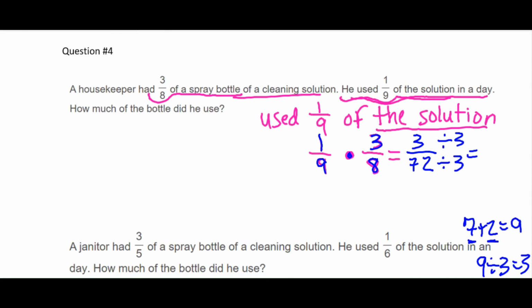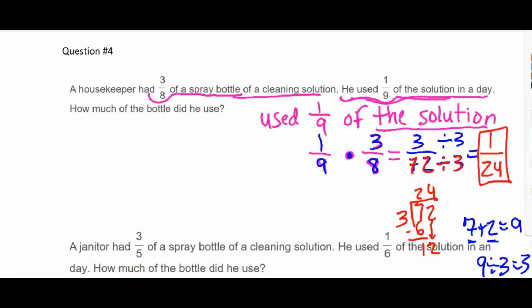3 divided by 3 for the numerator equals 1. And then 72 divided by 3 for the denominator equals, let's find out, 72 divided by 3. 3 goes into 7 2 times. 2 times 3 is 6. I subtract, have 1 left over. I bring down my next number, which is a 2. 3 goes into 12 4 times, so I put that 4 right above the number that I brought down. And there you go. So he used 1/24 of the solution.